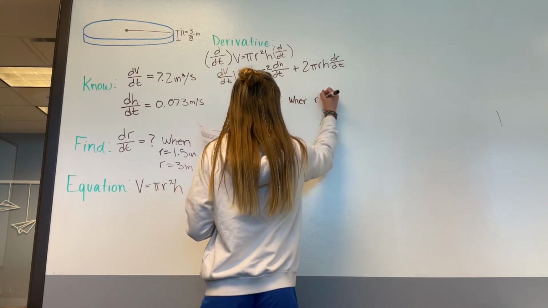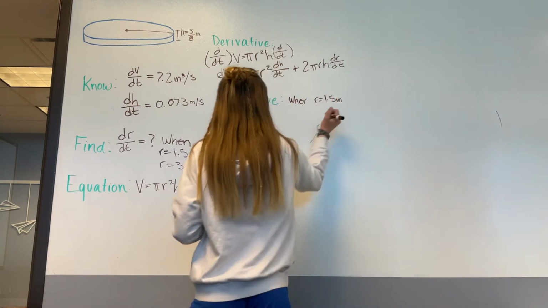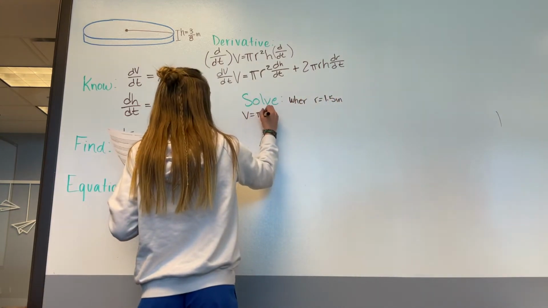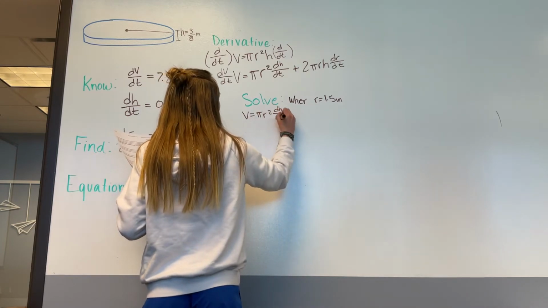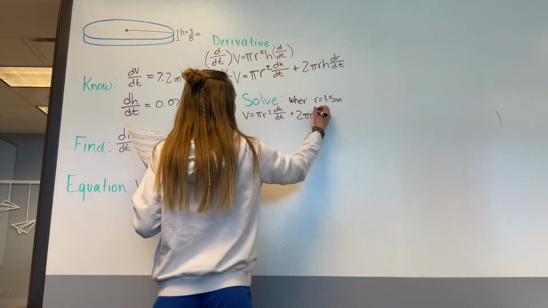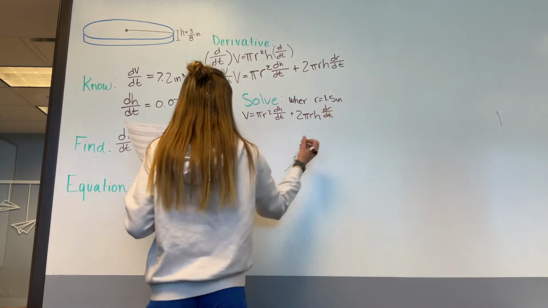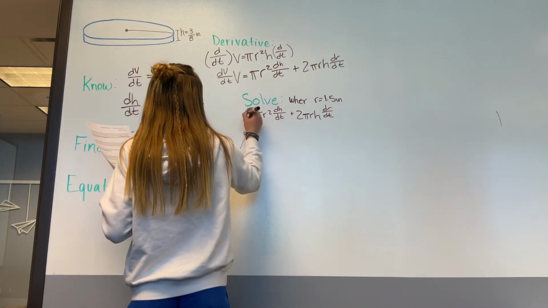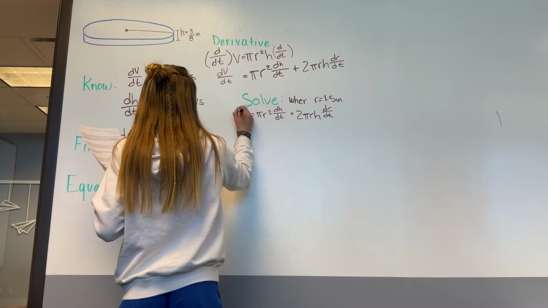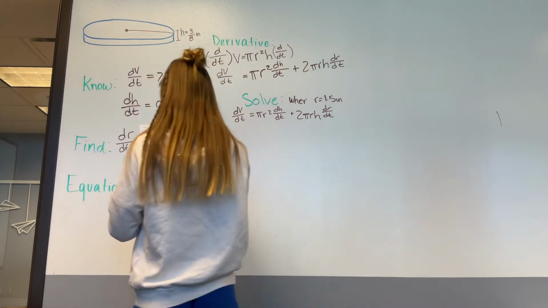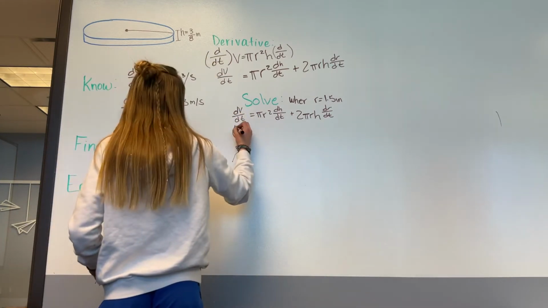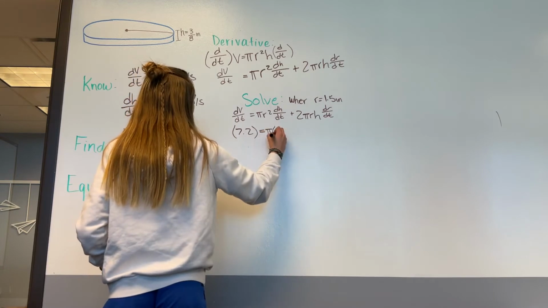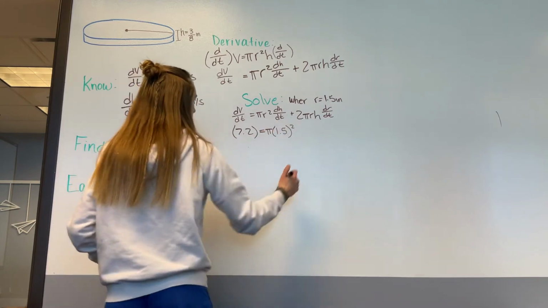Now we're going to solve for when the radius is 1.5 inches, and we took our derivative equation and plugged in our known variables of 7.5 cubic inches per second for dV/dt, 1.5 inches for the radius, 0.073 inches per second for dh/dt, and 3/8 of an inch for height. After we plugged in all of the known variables, we get an answer of 1.89 inches per second for our radius with respect to time.